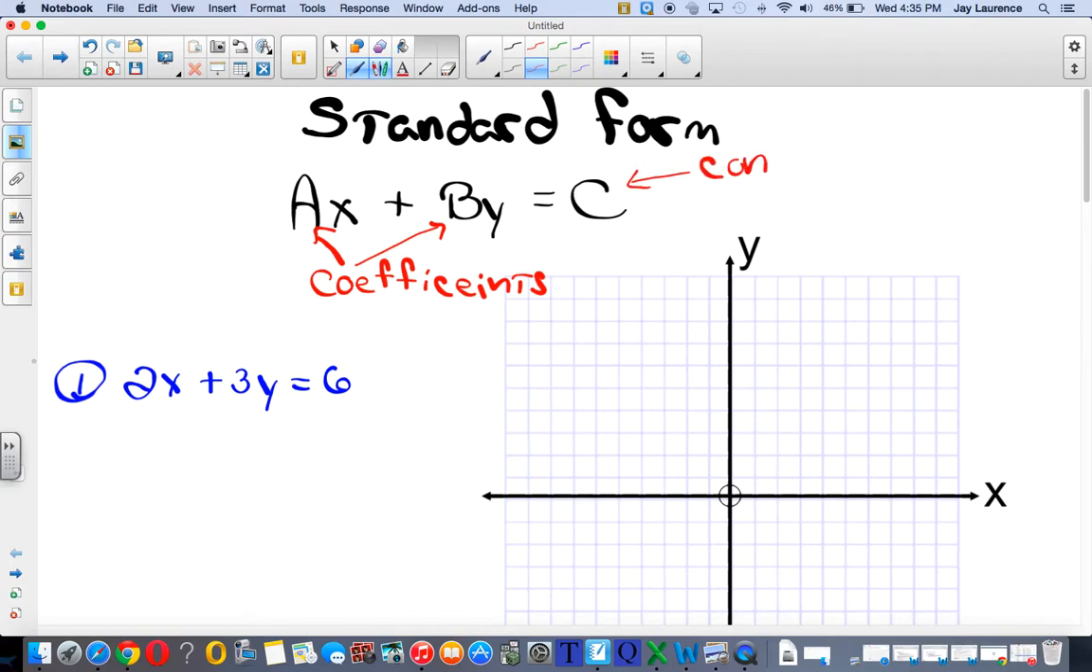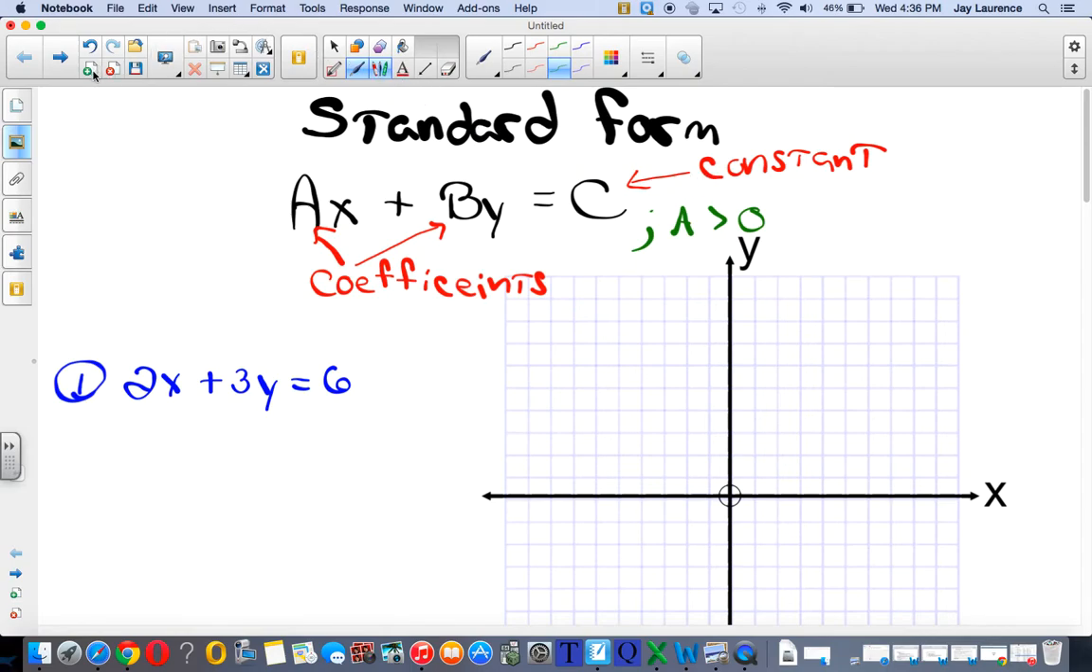Coefficients. And c is a constant. You notice that c is by itself. a and x are on the same side of the equation, and c is all by its lonesome. Oh, by the way, to be in standard form, a must be positive. a must be greater than 0. Okay, that's standard form.